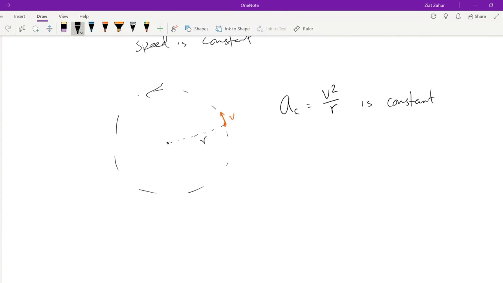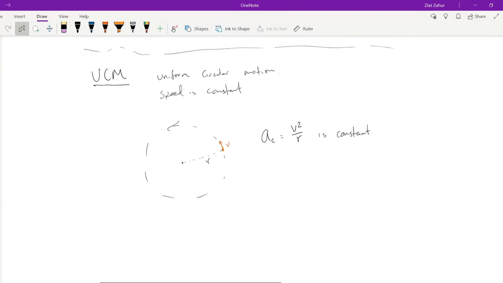Now with rotational dynamics, we can actually have alpha, which is angular acceleration. When you accelerate angularly, then the tangential velocity is not constant. And when the tangential velocity is not constant, the centripetal acceleration is not constant. But in UCM, where you're not angularly accelerating, a_c is constant. So alpha is 0.